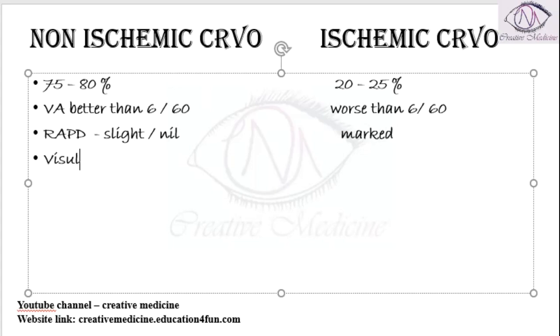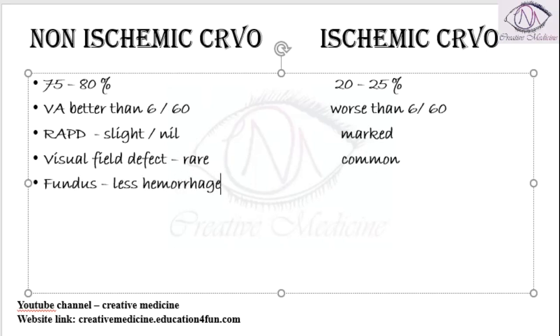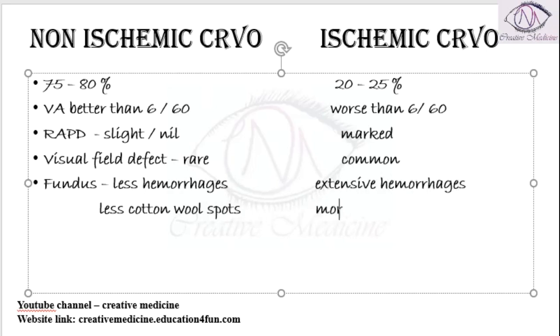Visual field defect. Visual field defect is actually rare in non-ischemic central retinal vein occlusion. The visual field defect is common in ischemic central retinal vein occlusion. Fundus shows fewer hemorrhages and fewer cotton wool spots in non-ischemic central retinal venous occlusion, whereas extensive hemorrhages are seen in the fundus, and there are also more cotton wool spots seen in the ischemic central retinal venous occlusion.